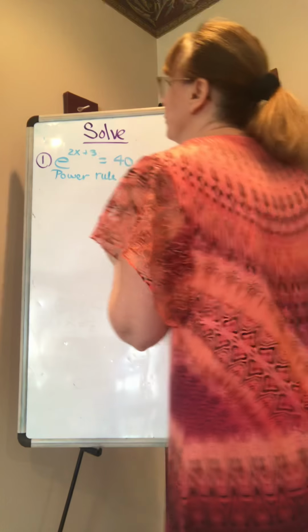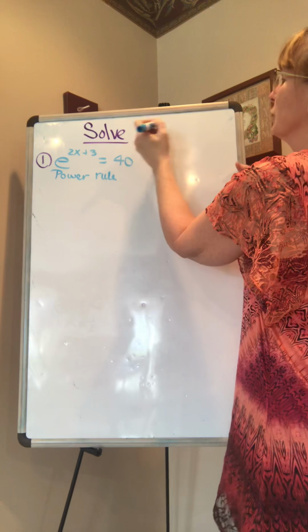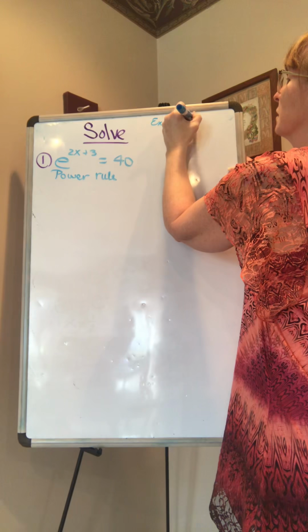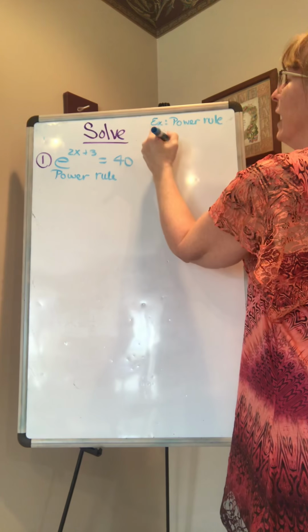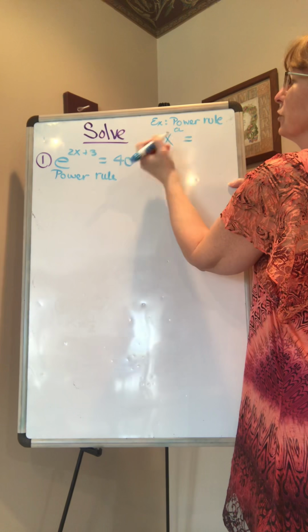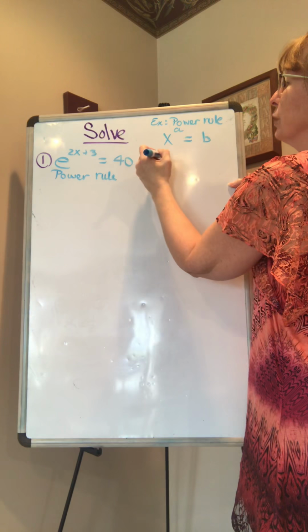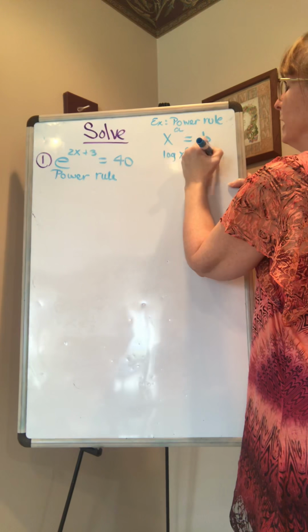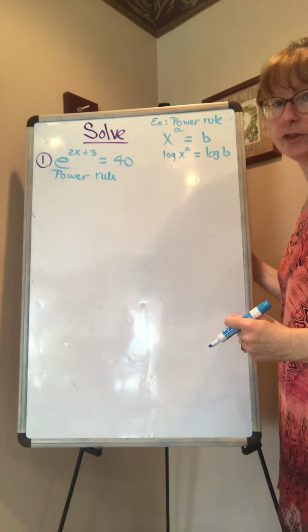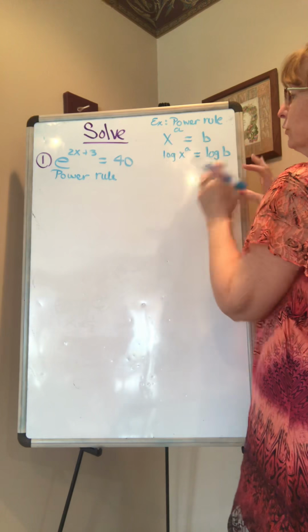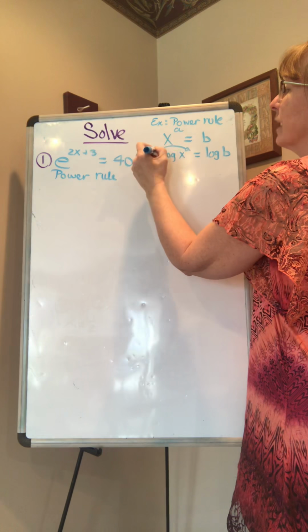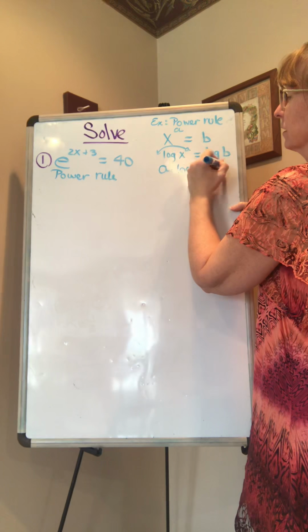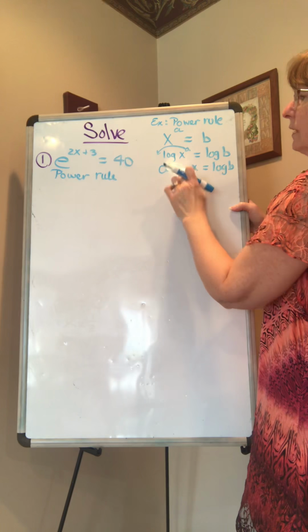Now the power rule, if you remember, I'll write over here, just an example, power rule. If you had x to the a power equals, I don't know, b, and you put a log on x to the a and a log on b, you're allowed to do that. You could do the same thing to both sides of an equation as long as you do the same thing. Now the power rule takes that exponent down in front. So here's the power rule with a common log.